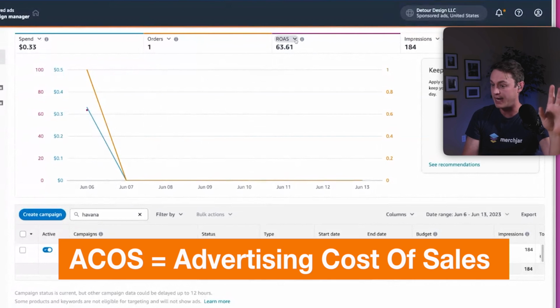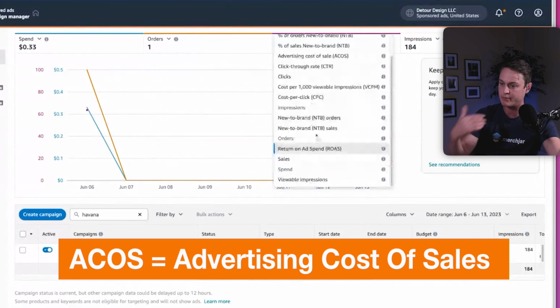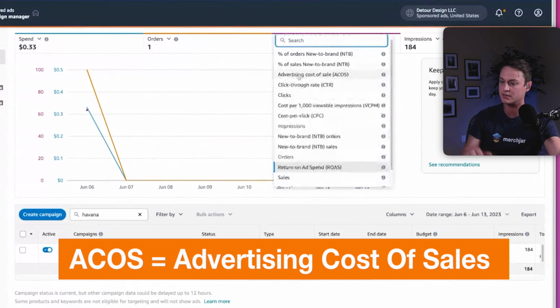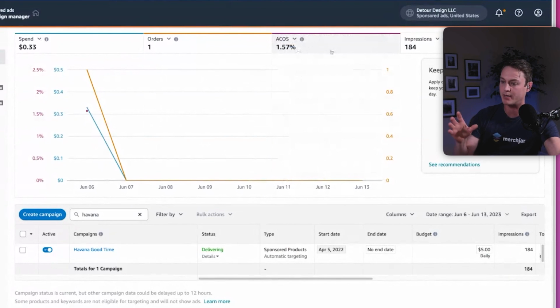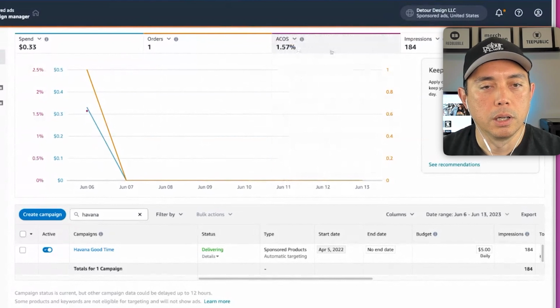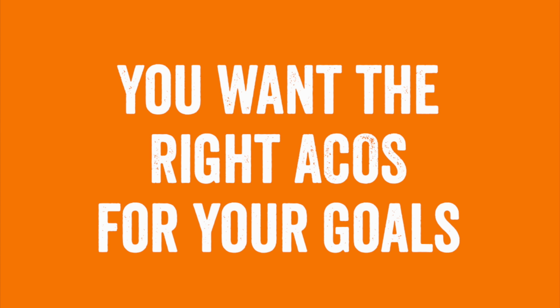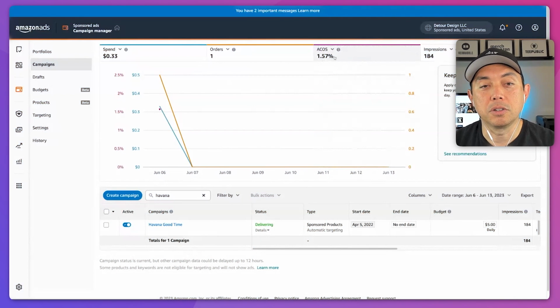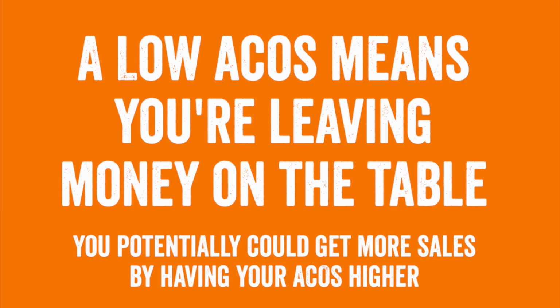I like ACOS instead of ROAS. They're the same thing. They're just the inverse of each other. I prefer ACOS, and this is just because it's easier to compare to what my profit margins are. Okay. Do you want a low ACOS or a high ACOS? You want the right ACOS. There's no such thing as... Oh, good to know. Low can be bad. Low can be, you don't want it. It can be, or you're leaving money on the table is really what the case is.